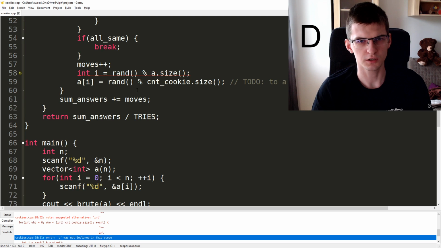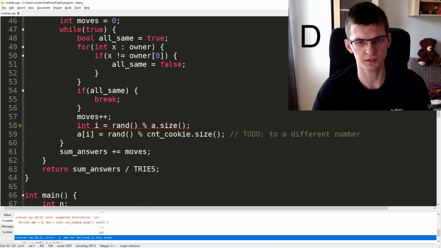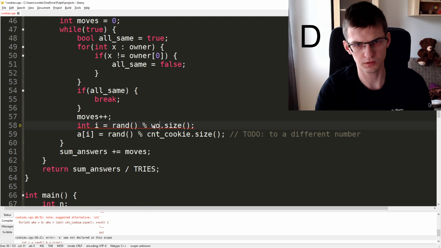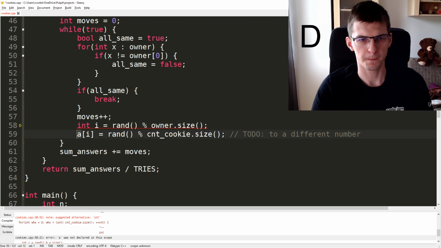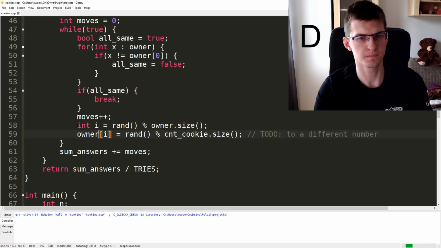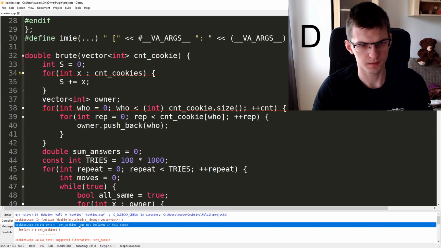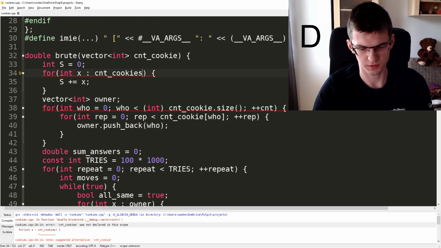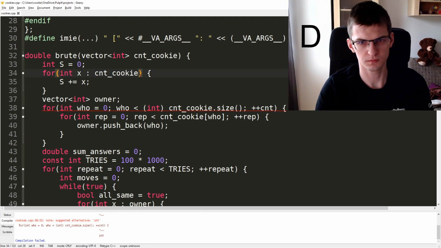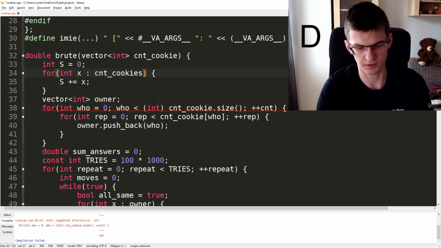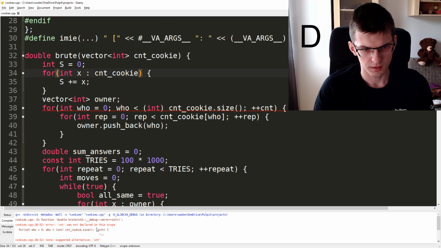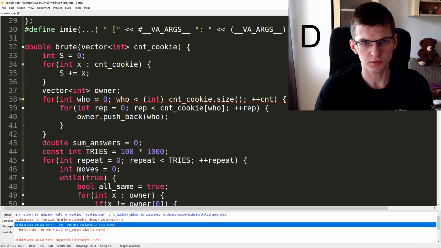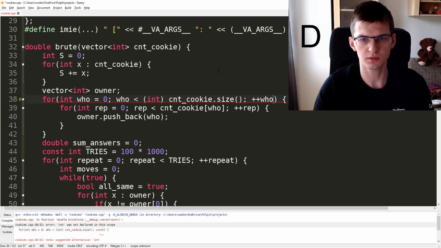A was not declared because I'm interested in owner. Count cookies. Well, count cookies sounds like a better name. Count cookie. So.